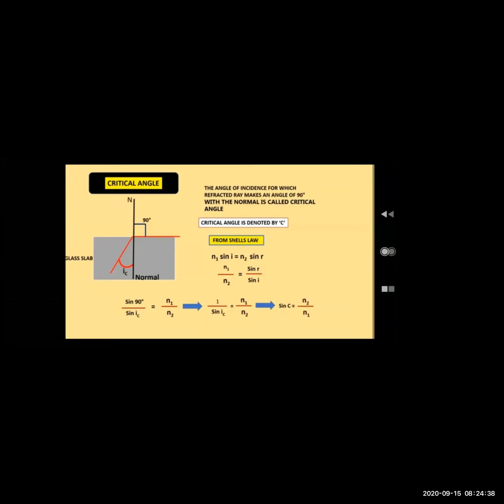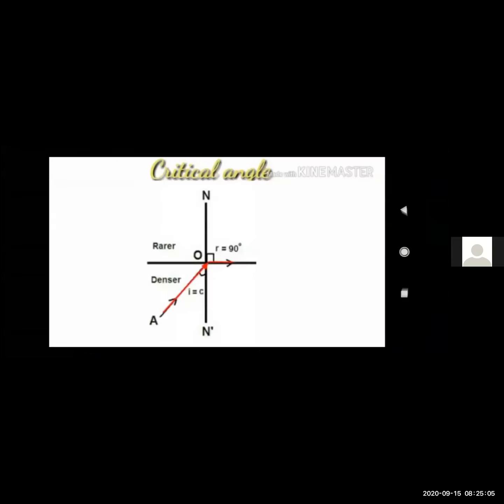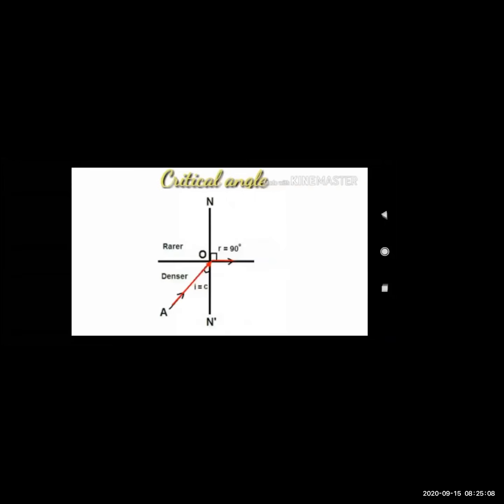Understanding this concept is very important to understand the next topic. To understand this topic, you need to understand the critical angle. See, where is the refracted ray in the ray diagram? It passes along the interface. The refracted ray is touching the interface and going along it. This is also a ray diagram for the critical angle.